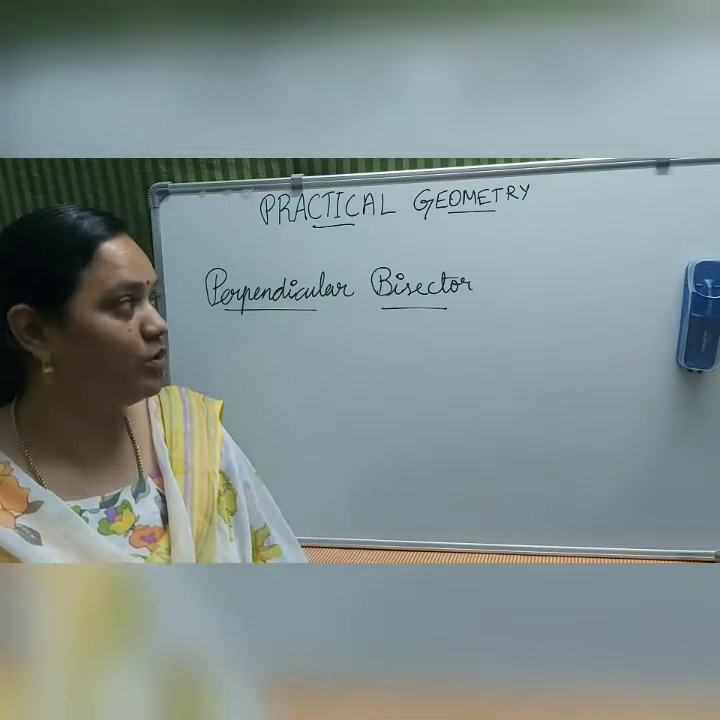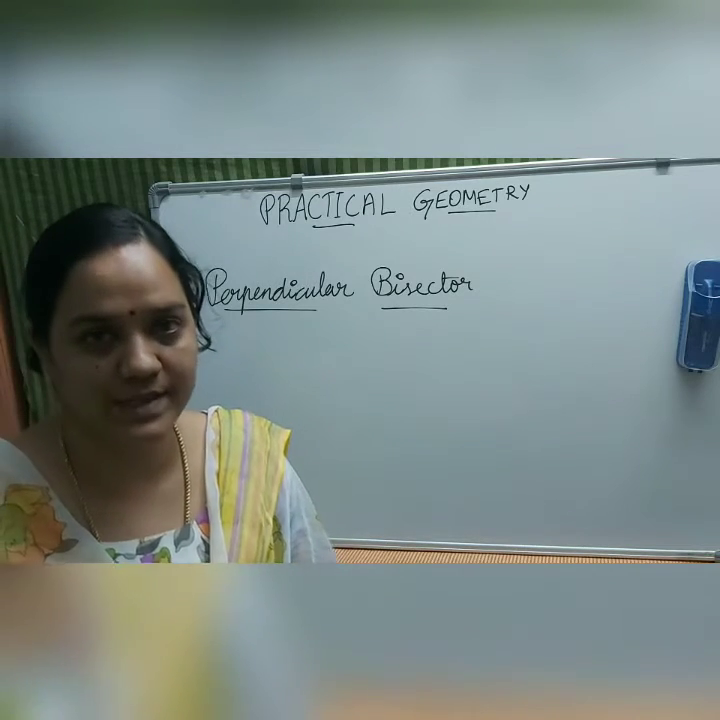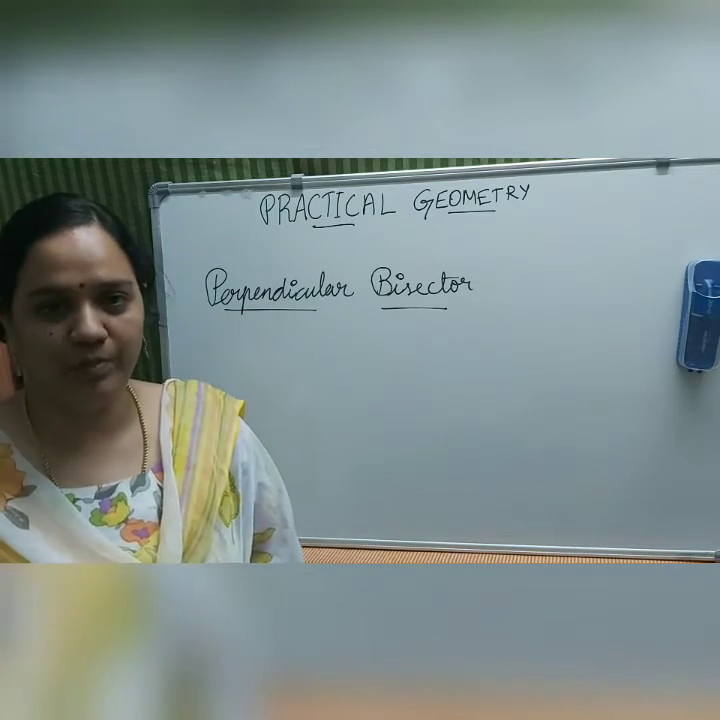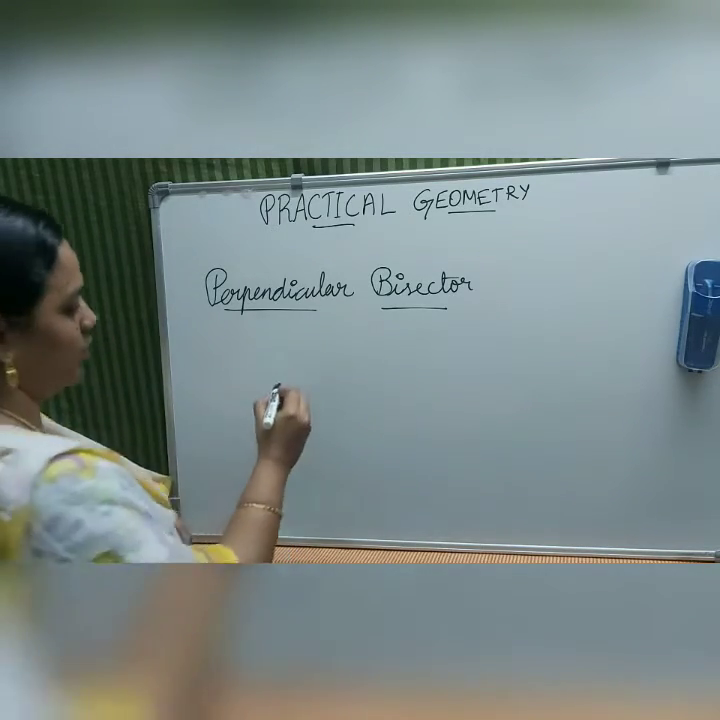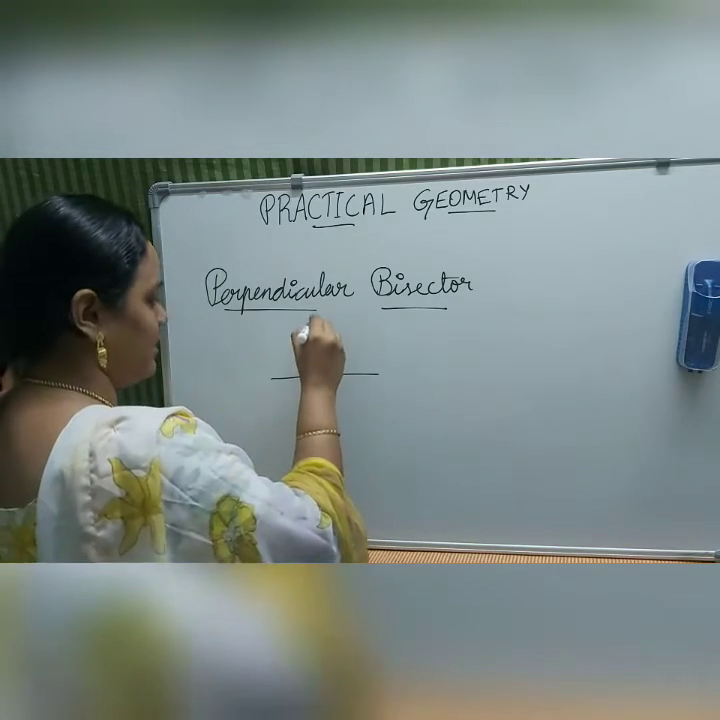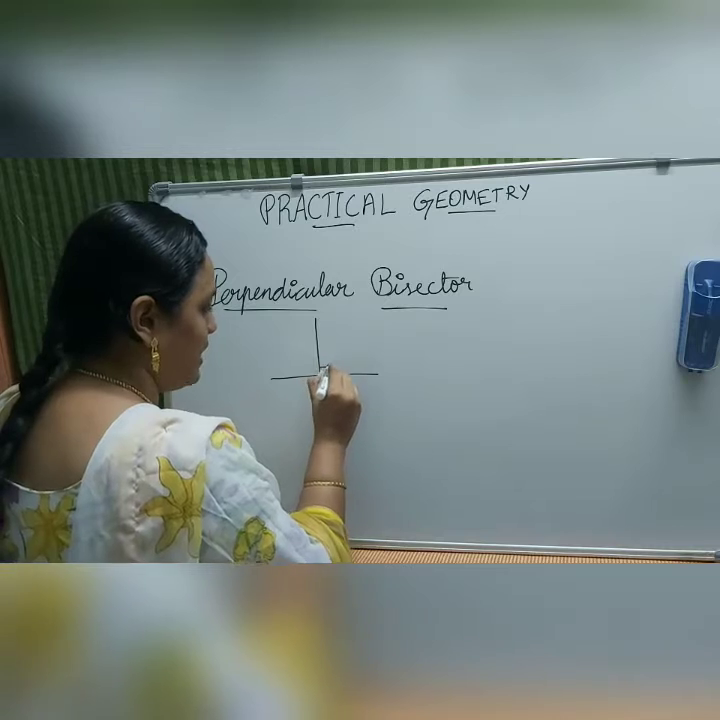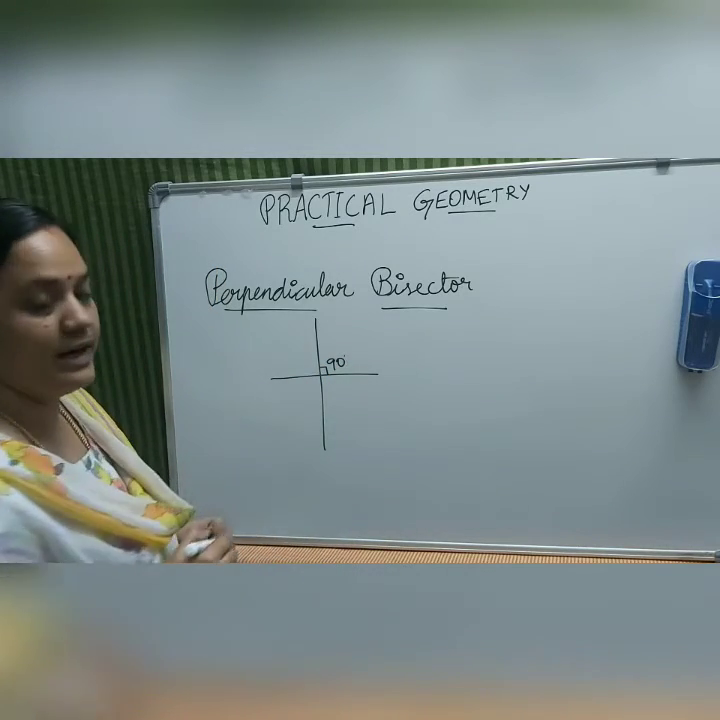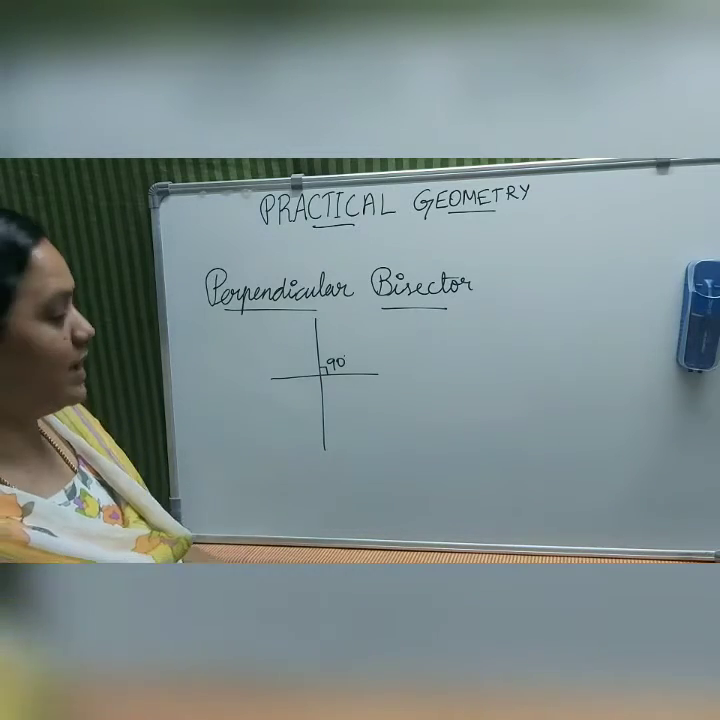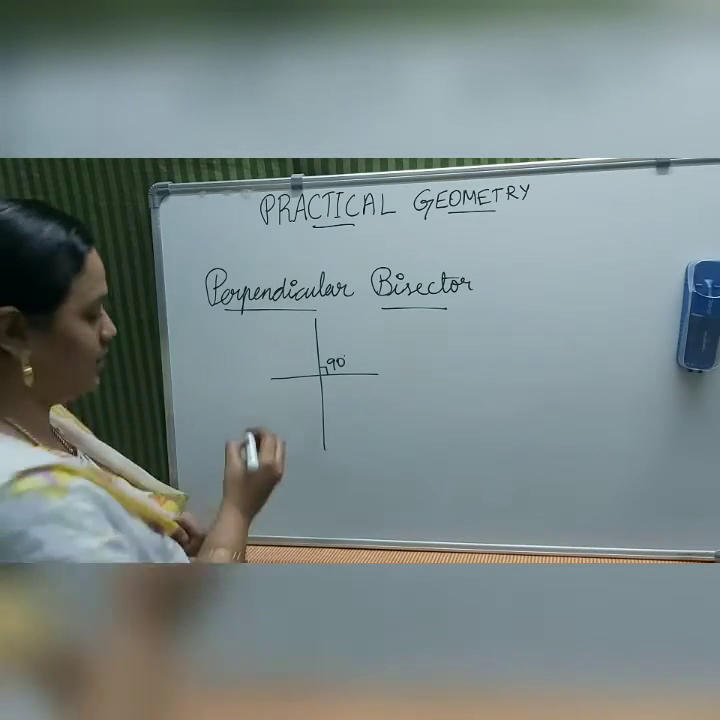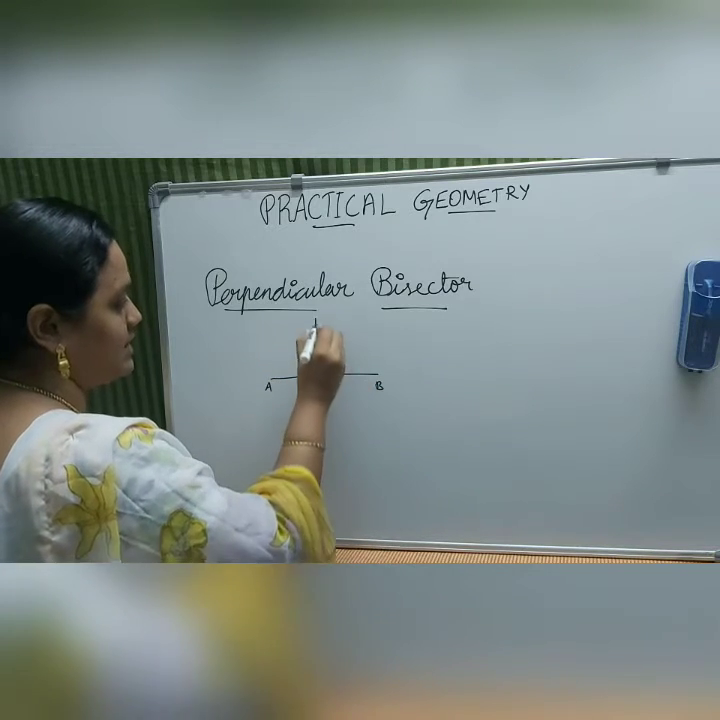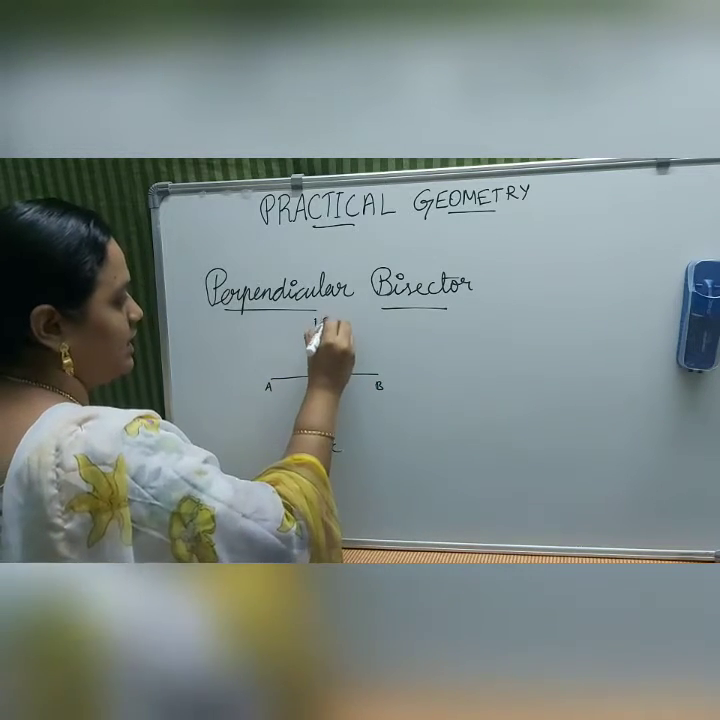Here you should first know what a perpendicular bisector is. What is meant by perpendicular? If I am drawing a line segment, and any other line segment makes 90 degrees, a right angle, with it, it is said to be perpendicular. So we can say these two lines are perpendicular. Let us call this line segment AB and this line segment CD.